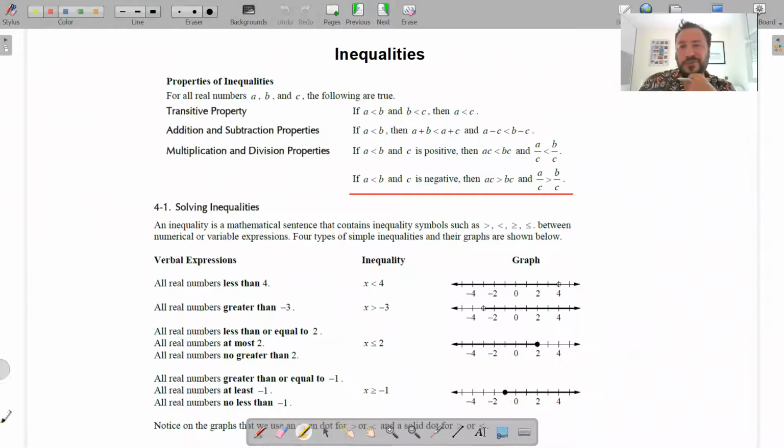And now we need to go over inequality. Let's take a break.